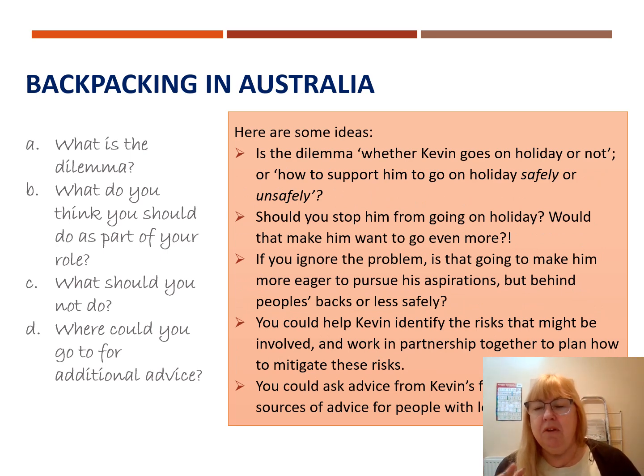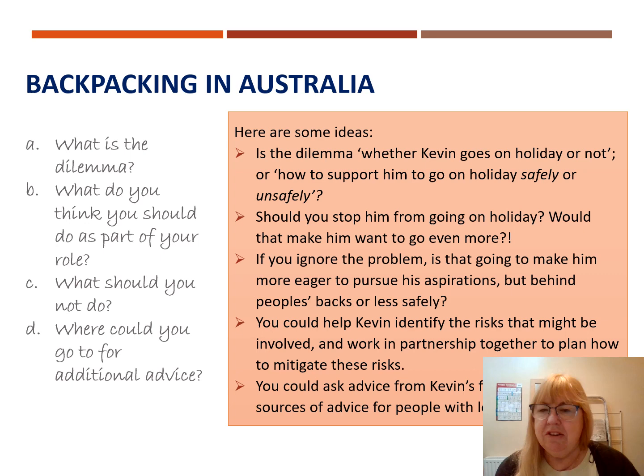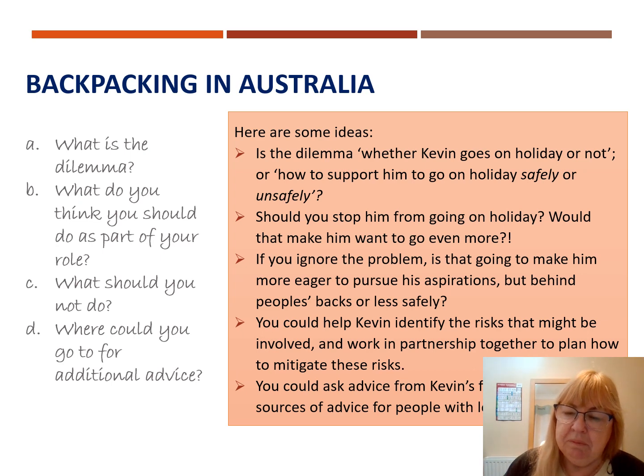So, some of the things you might have thought of is a dilemma. Should Kevin go on holiday? Or how can we support him to go on holiday safely or unsafely? Should we stop him? Would that just make it even harder for him? And for your relationships as well, he may just want to go even more. How are you going to manage his family? How are you going to support his family in expressing how they feel? How much influence do you think the family should have on Kevin's decision?